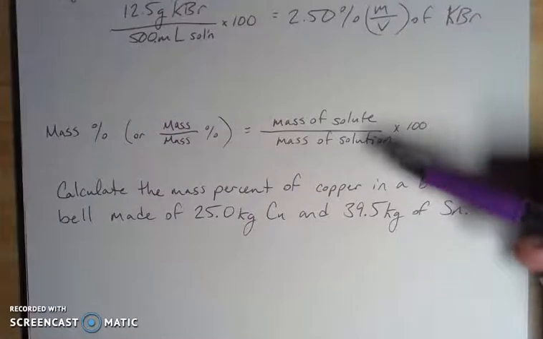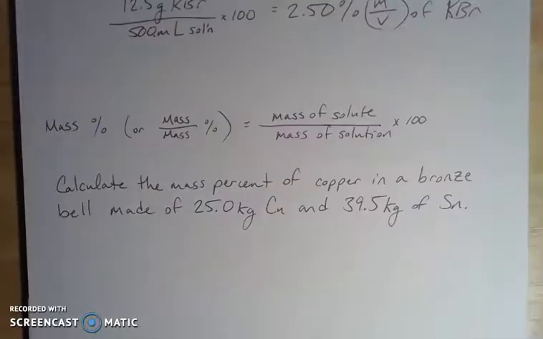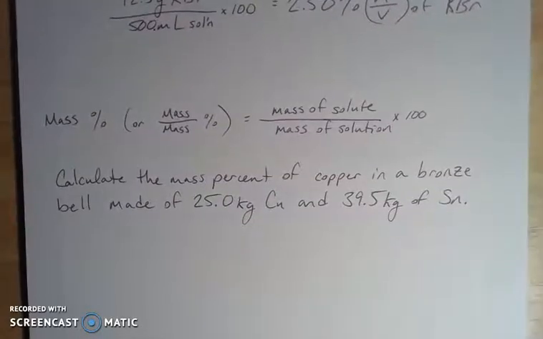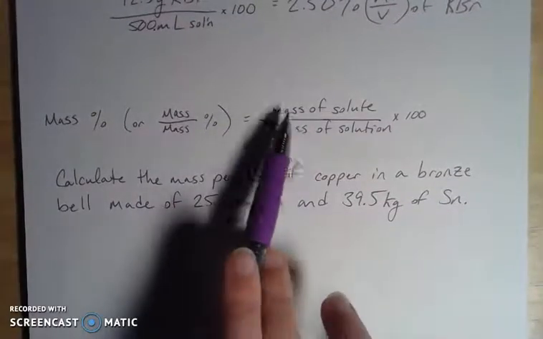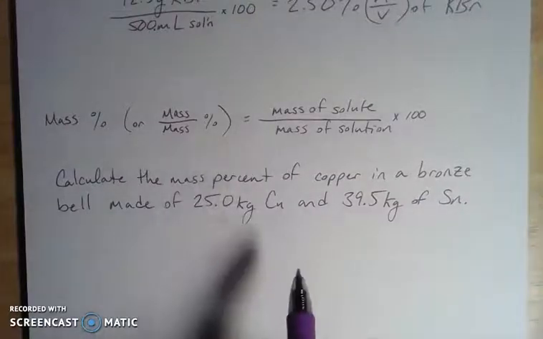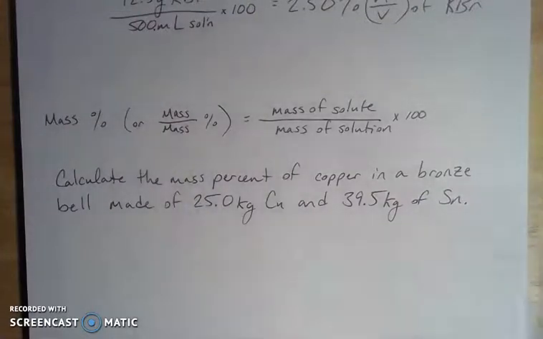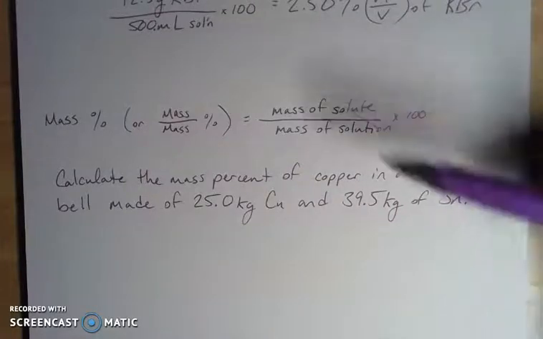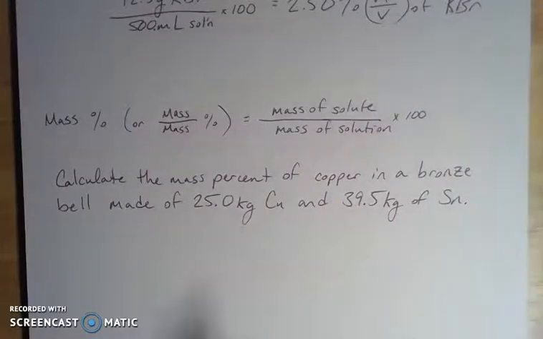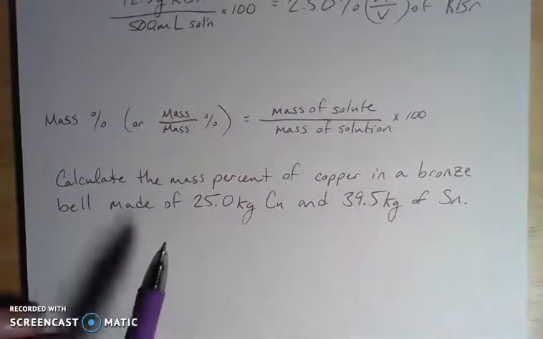So that's just kind of a shorthand way to do it. It gives you a quick ratio, and I think that we're used to thinking about percentages, and because we're comparing mass to mass, it doesn't really matter if we use grams or kilograms or megagrams. It just has to be the same unit, either one. So let's calculate the mass percent of copper in a bronze bell.